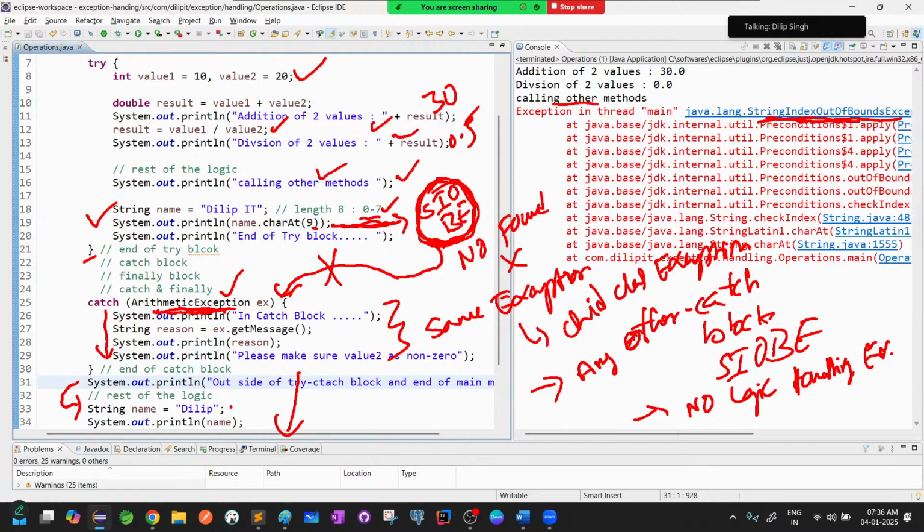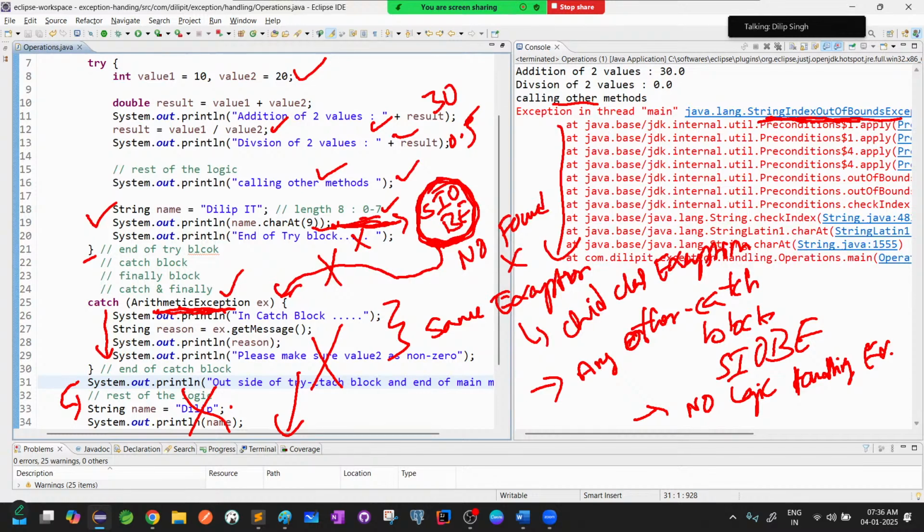Catch block not found. So that's why, if you observe here, this line, calling other methods, is executed, but here you got an exception. So this is not executed, this is not executed, this is not executed. Nothing is executed. Here itself the JVM throws an exception to us in this process and leaves the process. Why? There is no matching exception found with respect to the catch blocks.